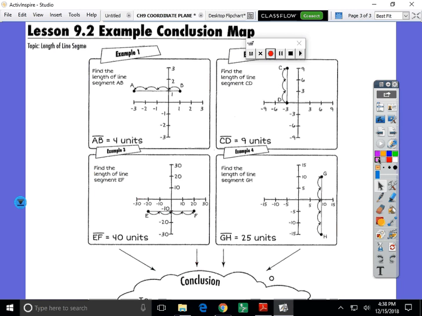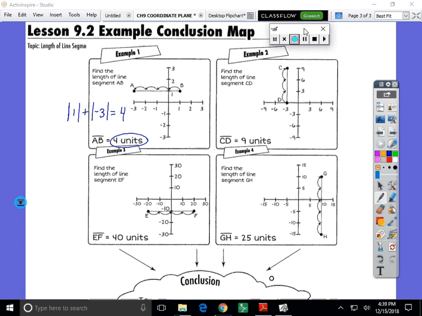So in example 1, I noticed that they're counting the hops, and they end up getting 4 hops and they end up getting 4 units. I also noticed something else. I noticed that they're also adding the distance of 1, and distance means absolute value, and the distance of -3. We're adding them together to get to 4 units. That makes sense to me. And notice we're going from the positive side of the number line to the negative side. We needed to add.